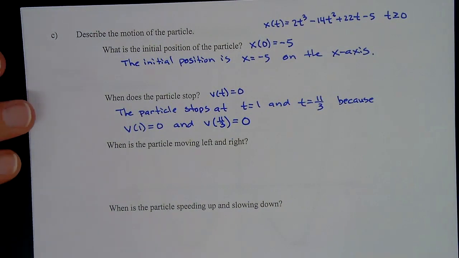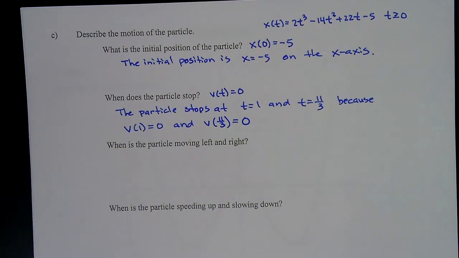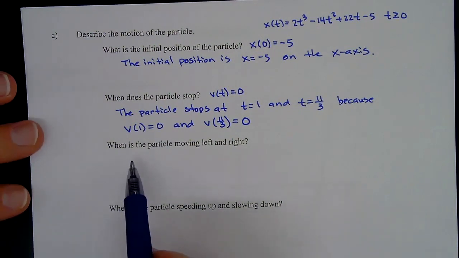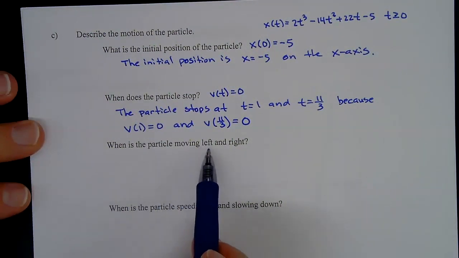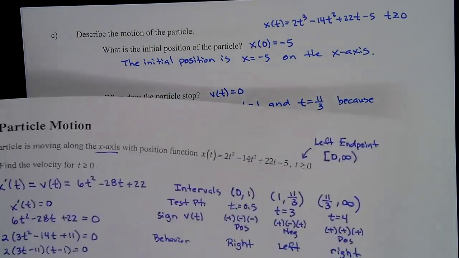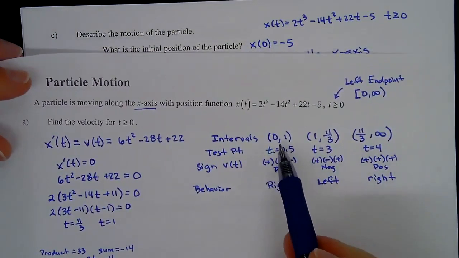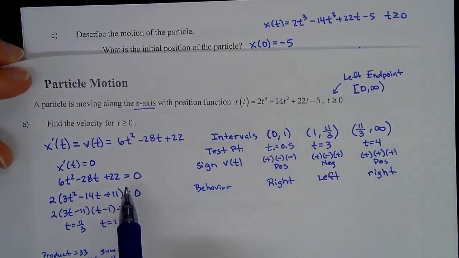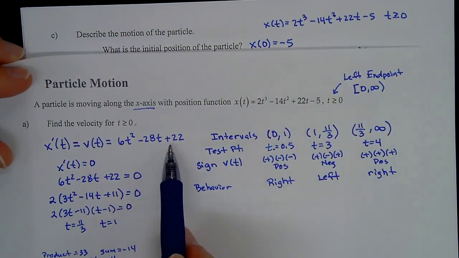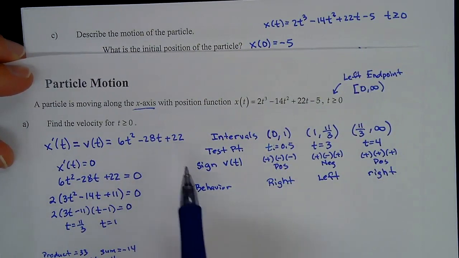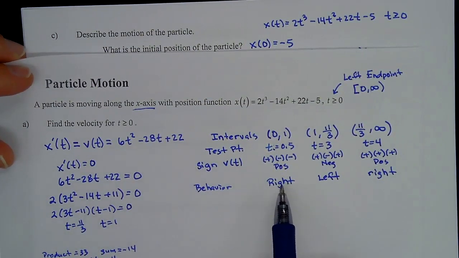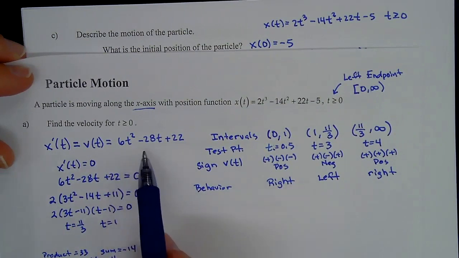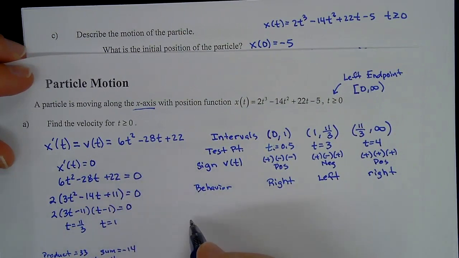Okay. So here, we're going to use that sign chart that we created on the first page to answer this next question, okay? When is the particle moving left and when is it moving right? Okay, so at 0, the velocity is actually 22. So that's positive, right? At time 0, it's moving right because v of 0 is equal to 22. I'm going to write this: v of 0 is equal to 22, and it's positive.